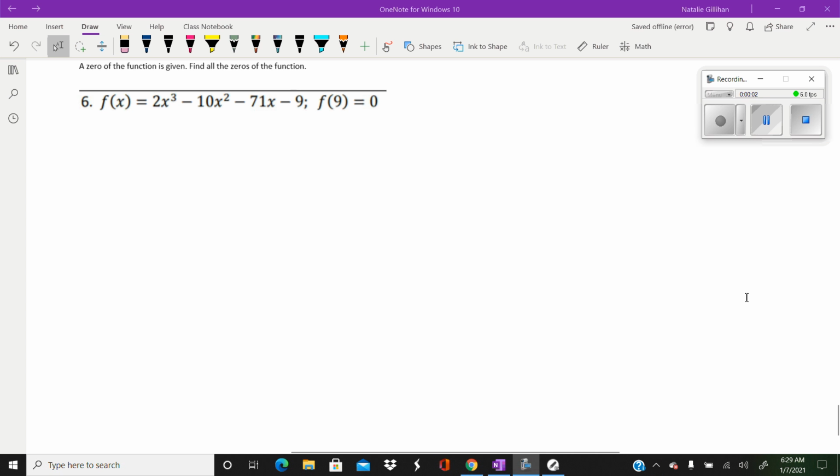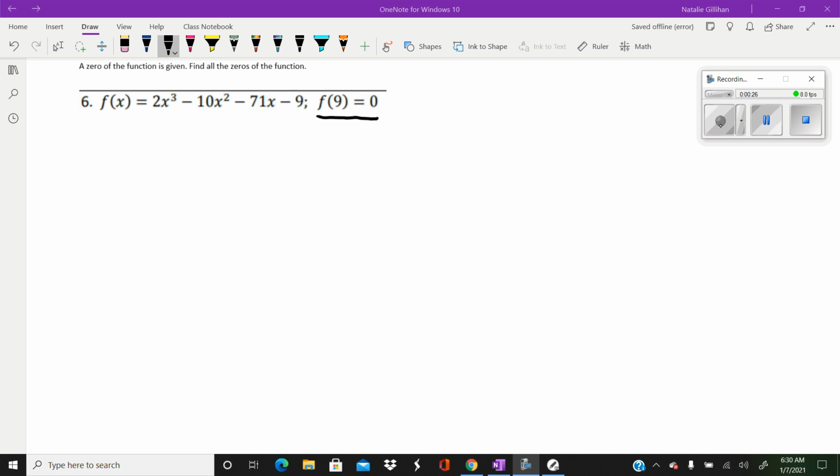Tutorial for 5.2 practice section, problem number 6. What we're being asked to do here is find all the zeros of a particular function if we are given a single zero. And that clue right here, f of 9 equals 0, is our clue that basically starts this domino effect of finding all possible zeros for this function.